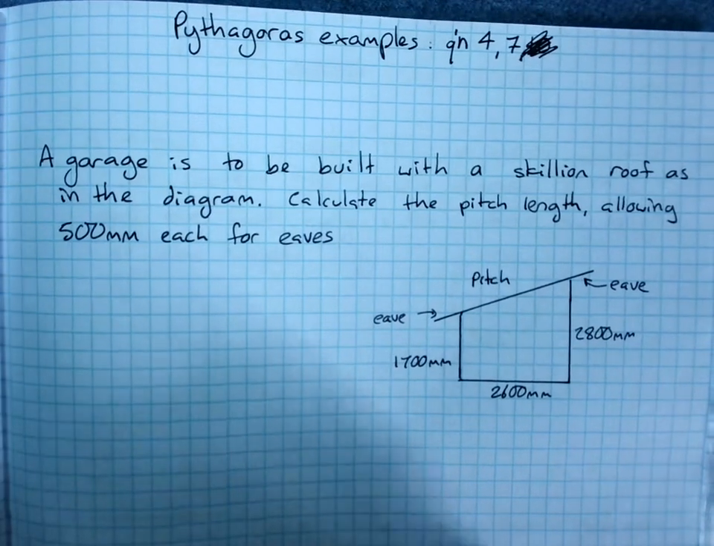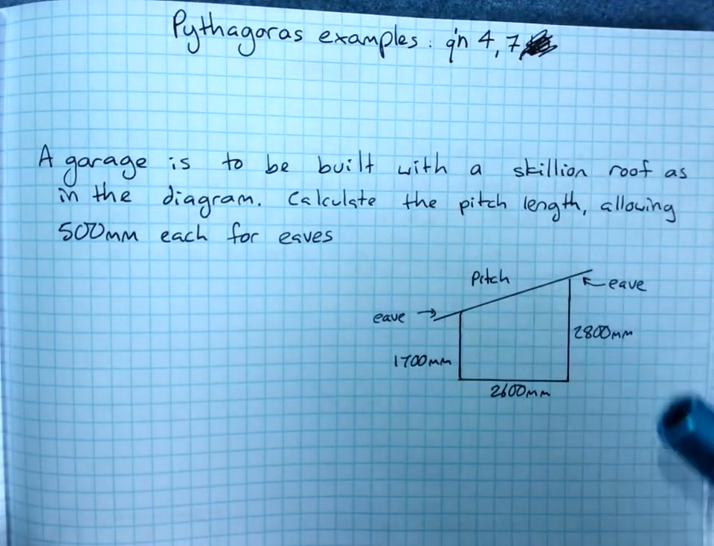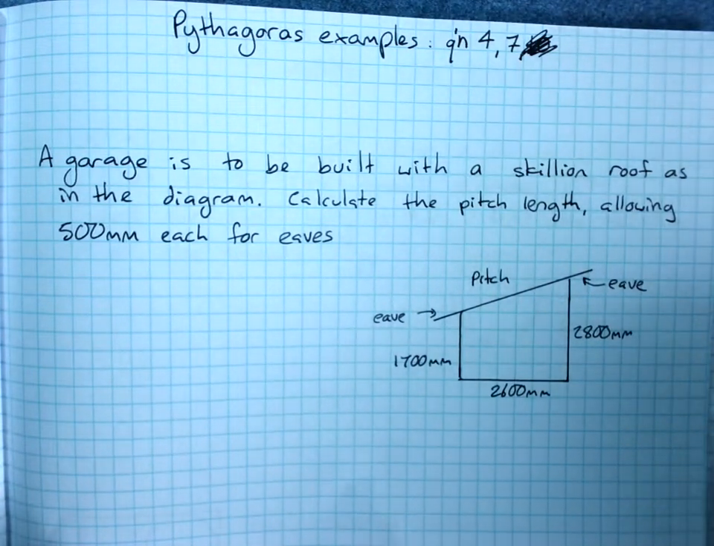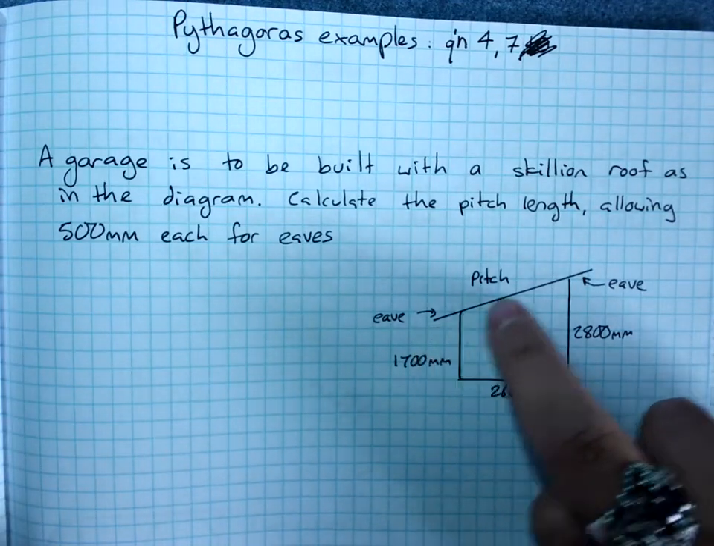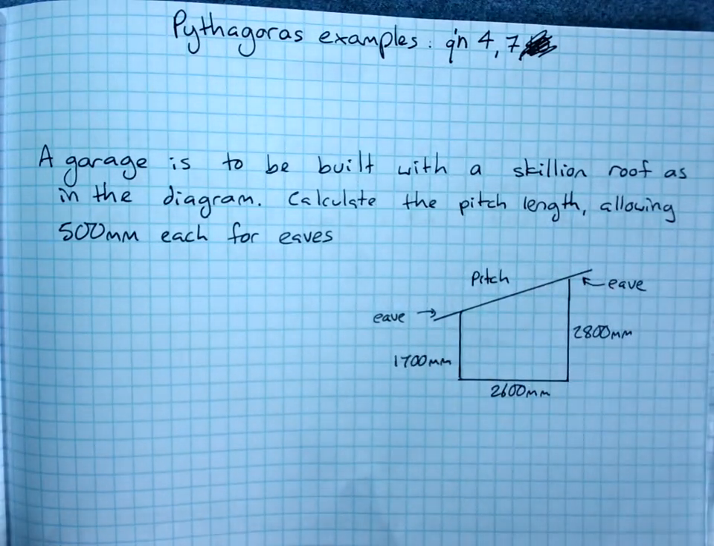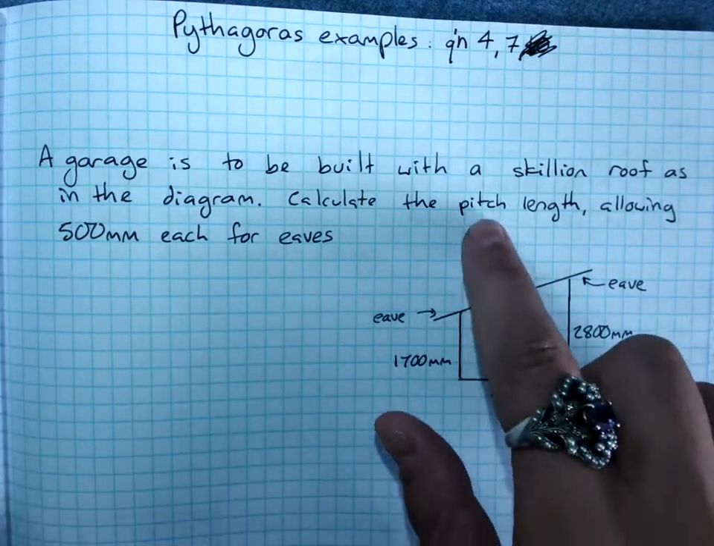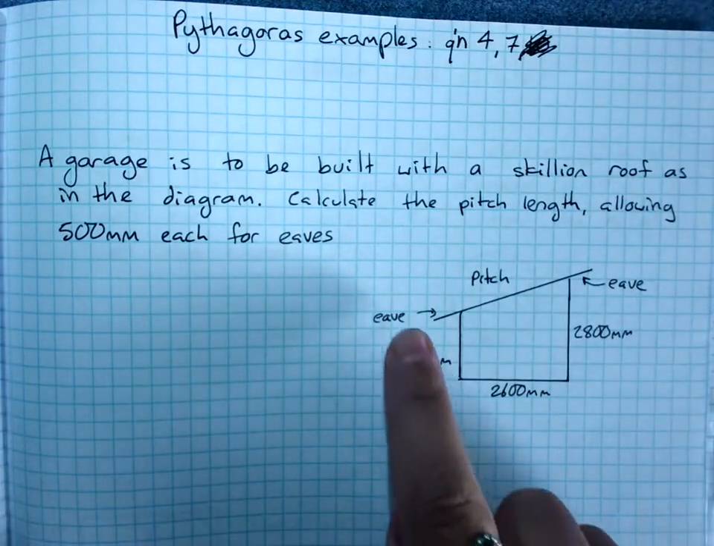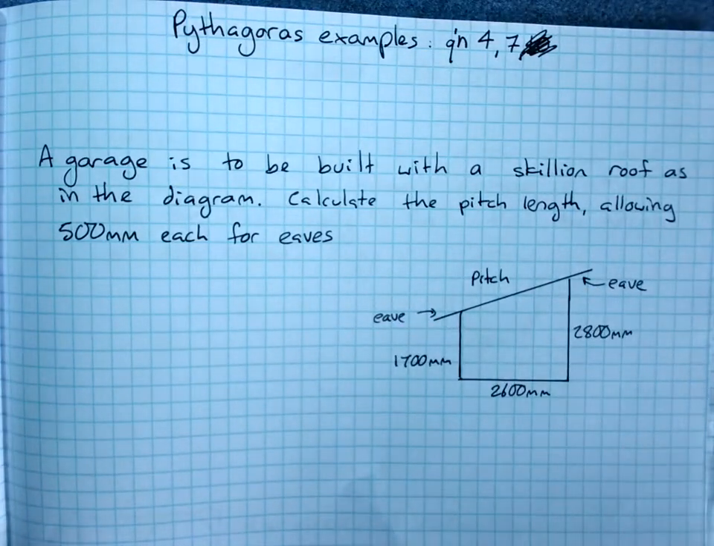Pythagoras word question examples. These are from the textbook, just making sure you've seen these types of questions. A garage is to be built with a skillion roof, that's just a single slope like that, as in the diagram. Calculate the pitch length. A pitch is a slope, so the length of that roof, allowing 500 millimeters each for the eaves.